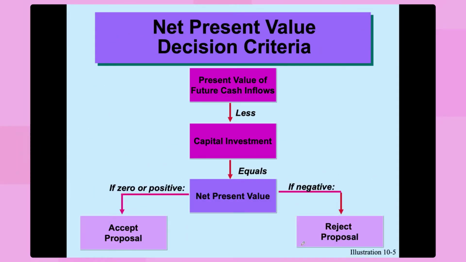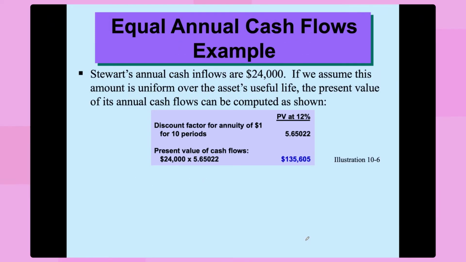Alright, to summarize everything, what would be the criteria? Present value of your cash flows less capital investment is equal to your net present value. With the net present value, if it is 0 or positive, you will accept the proposal. If it is negative, you should reject the proposal. Okay, that's the criteria. Take note, it should be 0 or positive. Alright, so we are now here.